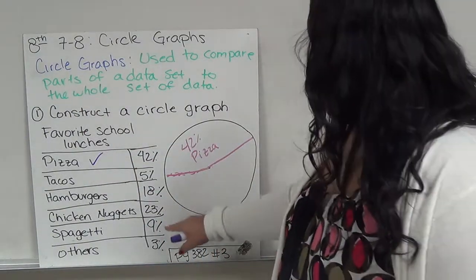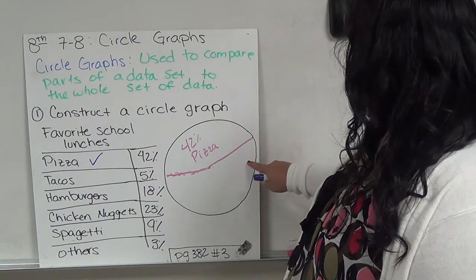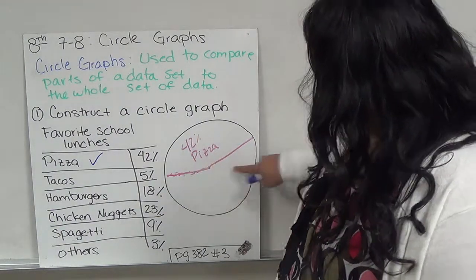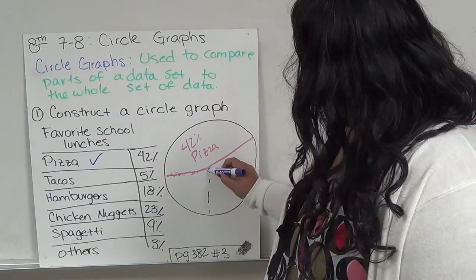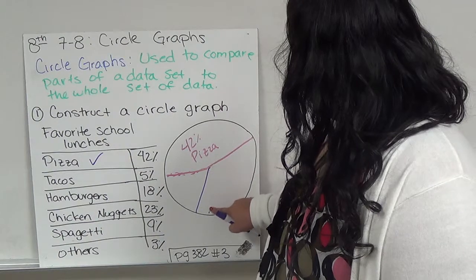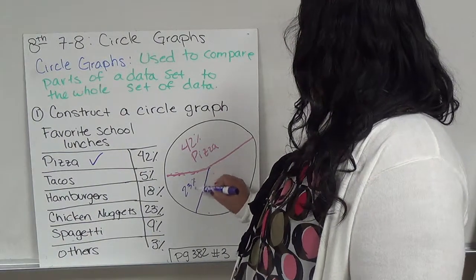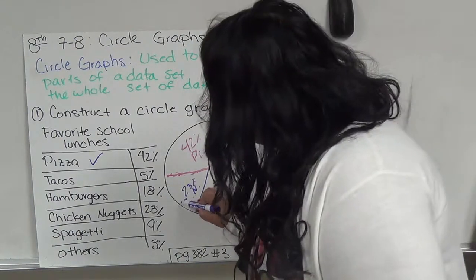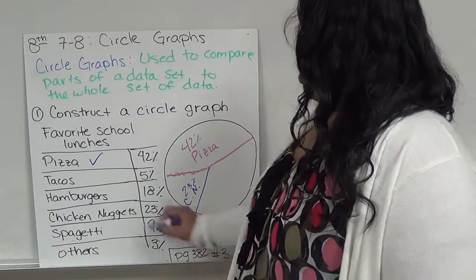The next biggest is 23%. If this is 50%, this is 25%. So I'm thinking 23 would be here. Do you see why I like to do the bigger ones first? So 23% is chicken nuggets. Okay? You can also put it in the side right here if it's too small. You can put a line. So I have chicken nuggets.